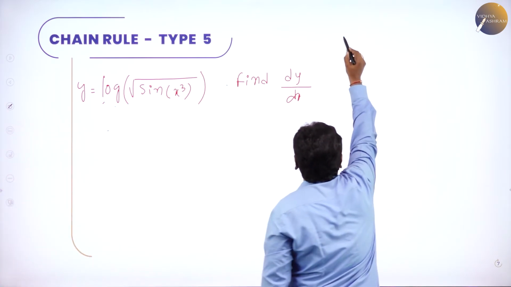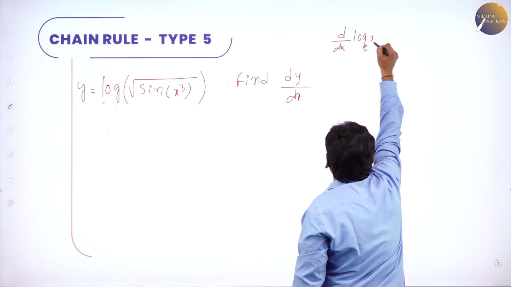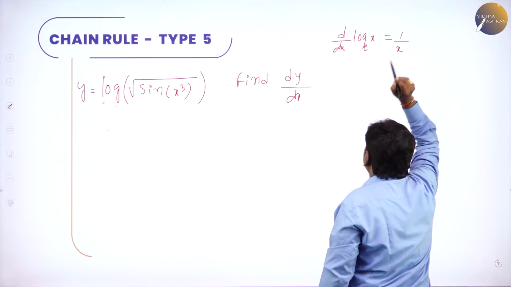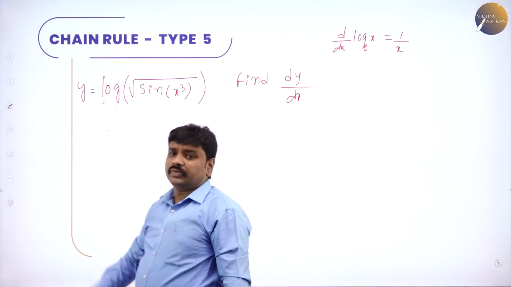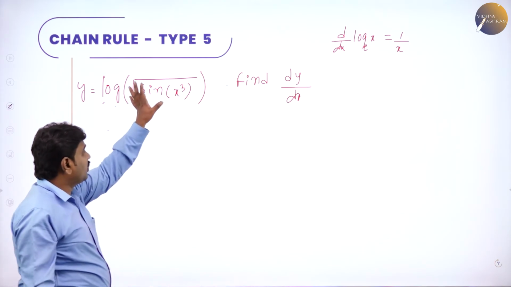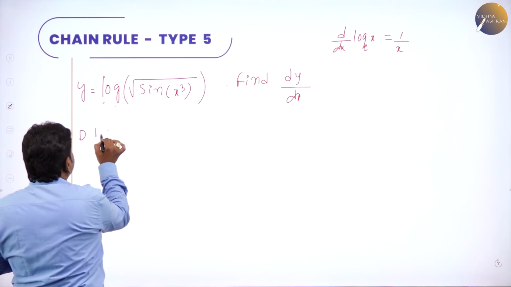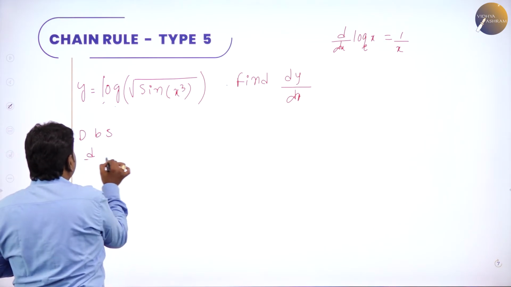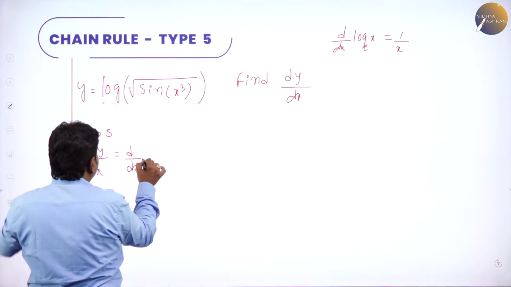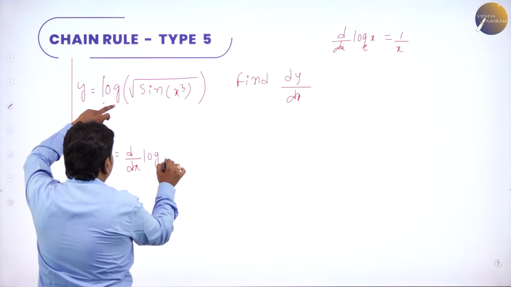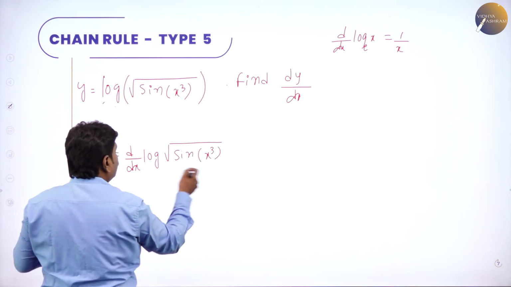What is differentiation of log x? The derivative of log x is 1 by x. Now inside the log we don't have x, we have a big term, a function. So differentiating both sides, I'll get d by dx of y is equal to d by dx of log of root of sine of x cube. To make you understand, I'll do it in more steps.